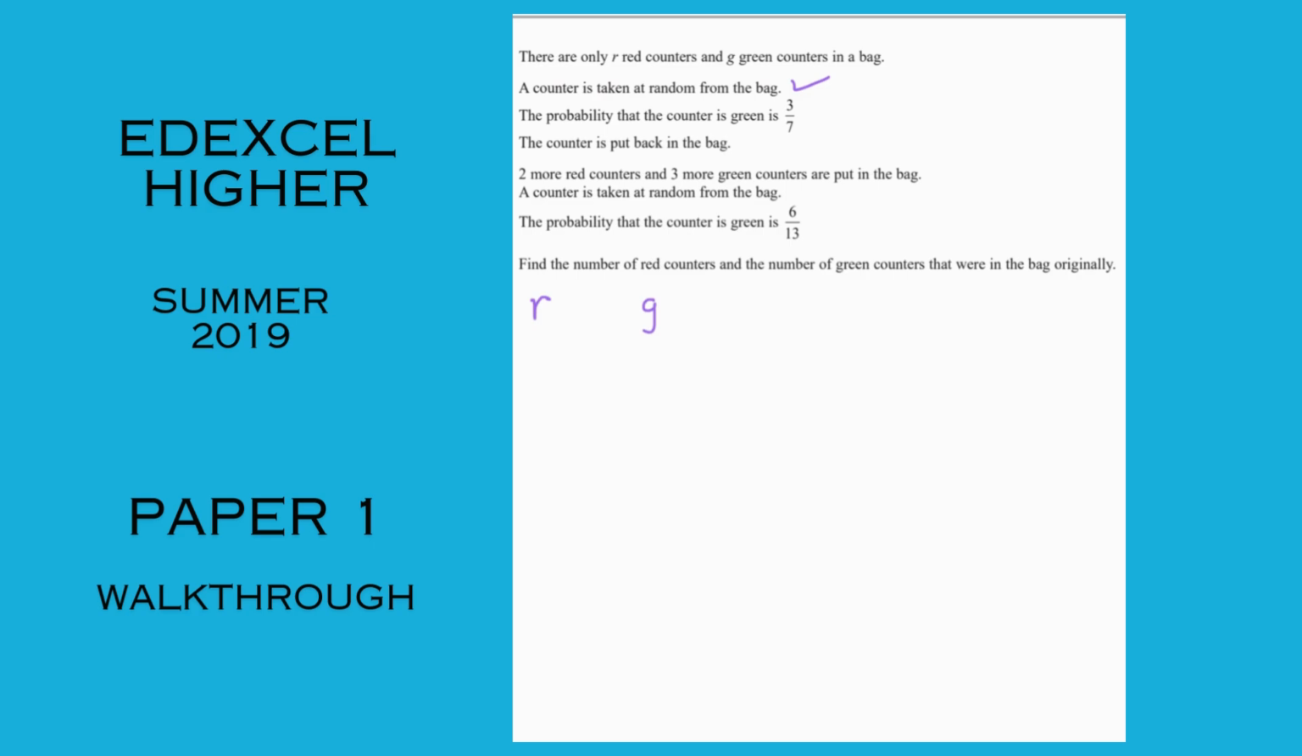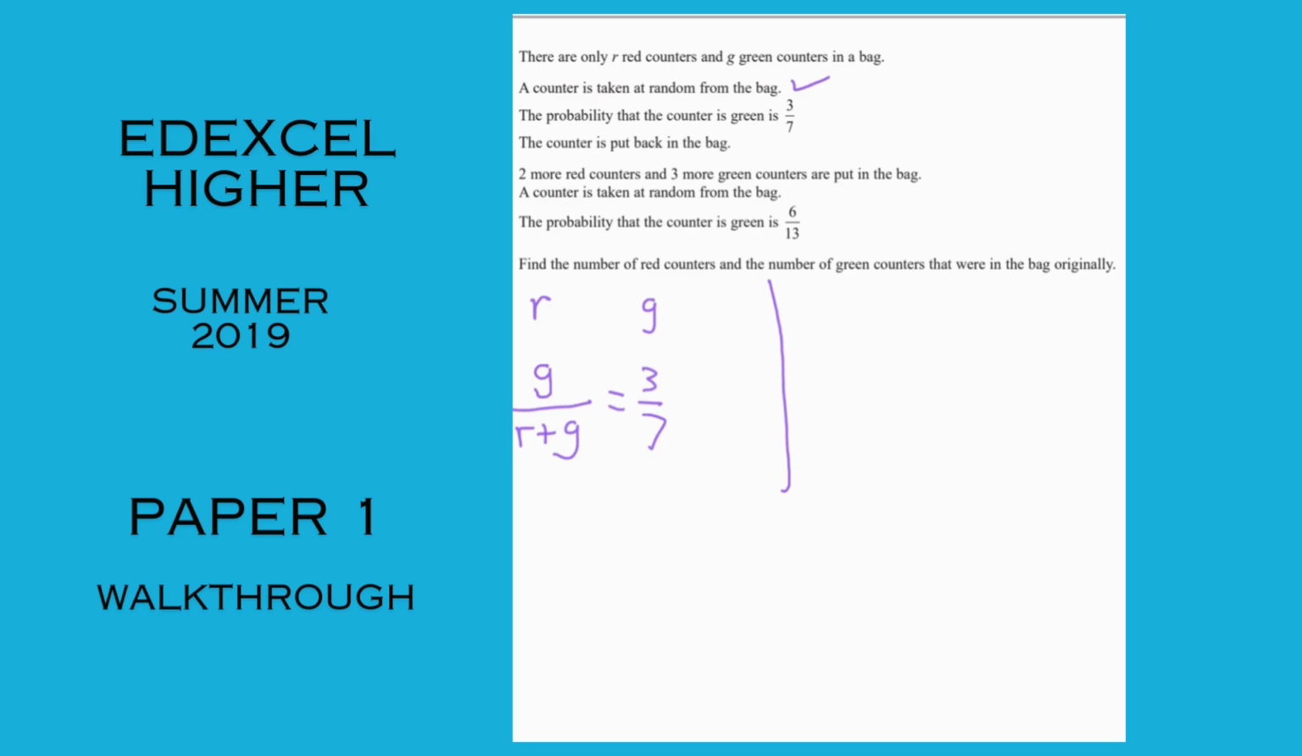Well, the probability of a green is number of greens divided by number of counters, which is 3/7. So as you can see, you've got an equation. Problem, it's an equation with 2 unknowns. Good news, there's more info to come.